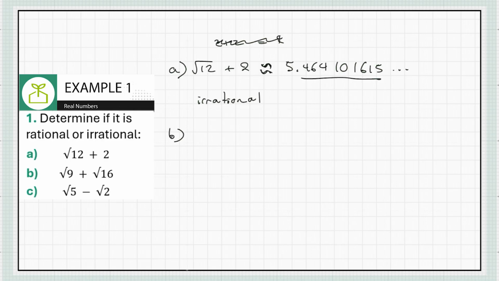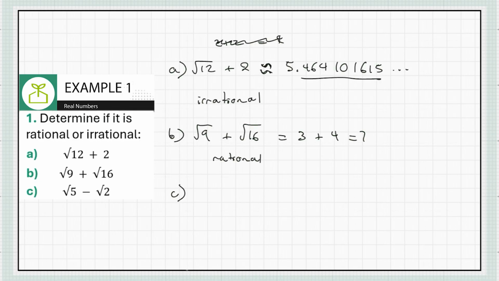If we look at B, we have root 9 plus the square root of 16. Now, both of these are perfect squares, so we can actually perform the square root function on each one and get 3 plus 4, which is equal to 7. So this is rational.